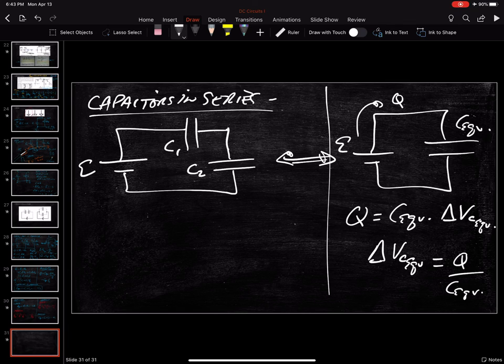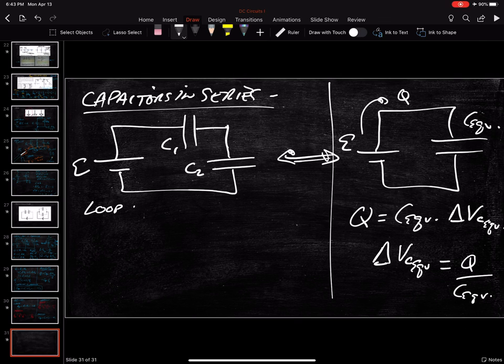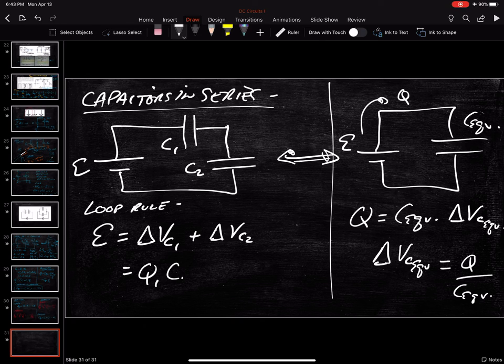From the loop rule, I know, and I think you can probably see this by now, that E should be delta V C1 plus delta V C2. How do I do that? You just go around in a loop. If you can't see it, you work it out. Now, what's the delta V C?